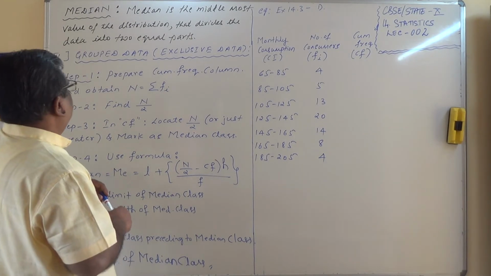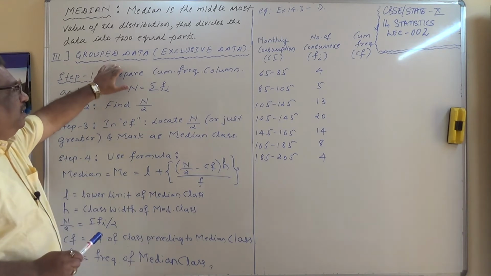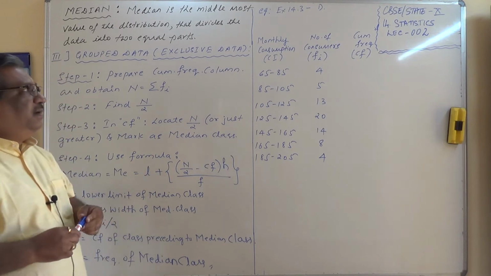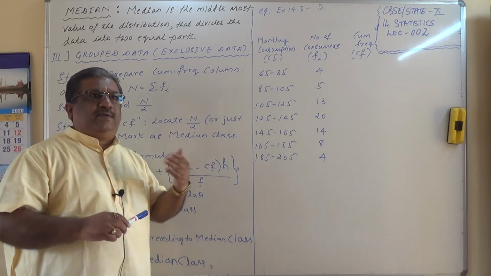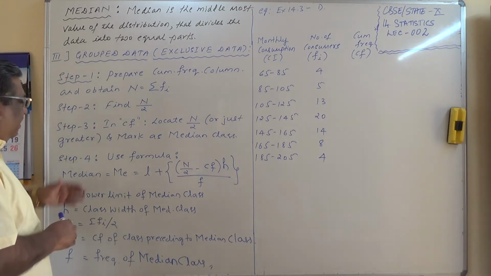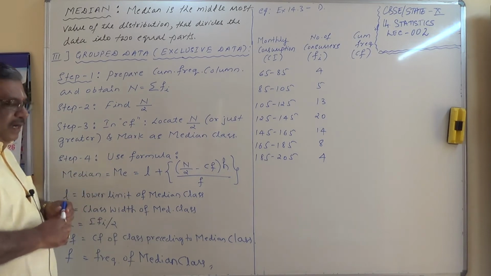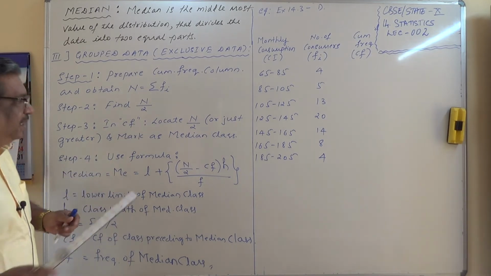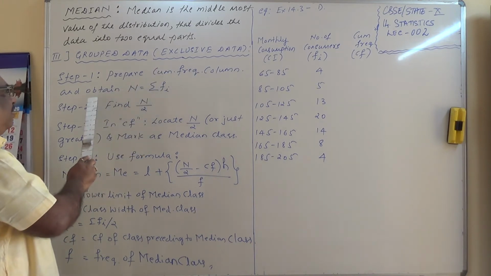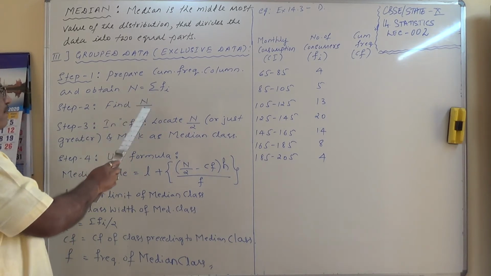Now we'll study the median for grouped data. In grouped data we are going for exclusive data, and if inclusive data is there, convert it to exclusive and then you can proceed. What are the steps here? Very important. Please write all the steps properly and try to understand. See here, I'll explain. Step 1, prepare a cumulative frequency column and obtain n, which is sigma fi. Step 2, find n by 2.